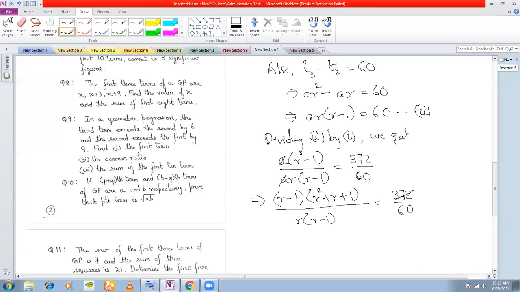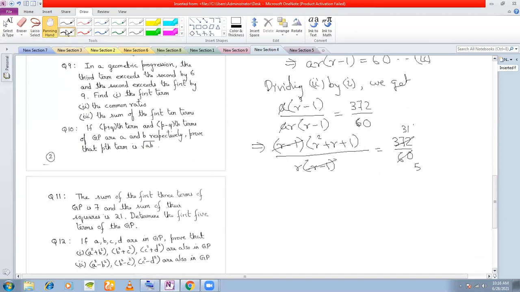So you can cancel here also. You can cancel here with 12. This will cancel 31 times, and this will cancel 5 times. And here R minus 1, R minus 1 will cancel. Right? So you'll be left with, now you can cross multiply, 5 times R square plus R plus 1 is equal to 31R. Now you can express everything as a quadratic: 5R square minus 26R plus 5 is equal to 0.